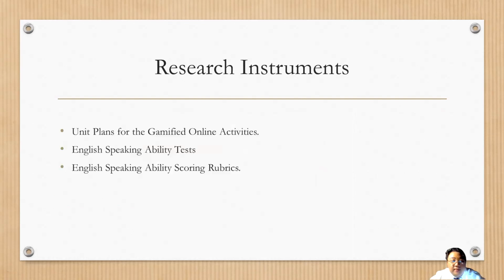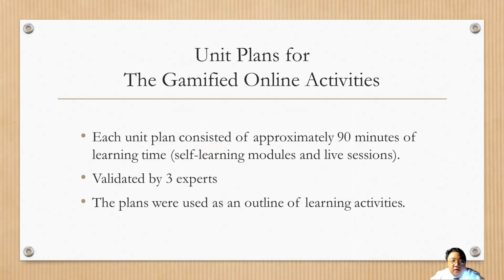So I have 3 main instruments for the study. The first one is the unit plans for the gamified online activities. Each unit plan will be used in each week of the study. And one plan will consist of approximately 90 minutes of learning time. So 50 minutes will be dedicated to live sessions, as I mentioned, and another 40 is for the self-learning modules of the students.